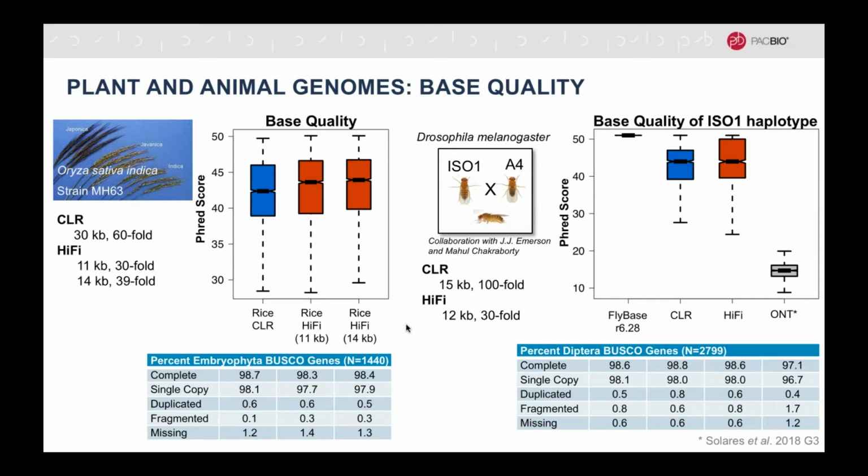BUSCO scores again look good across all four assemblies, despite the much lower base QV estimated for the Oxford Nanopore assembly, which indicates that there are limitations of the BUSCO approach for assessing genome quality.